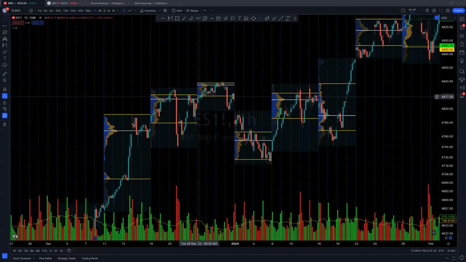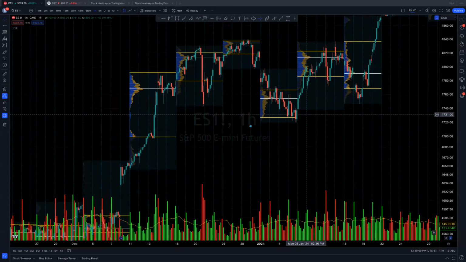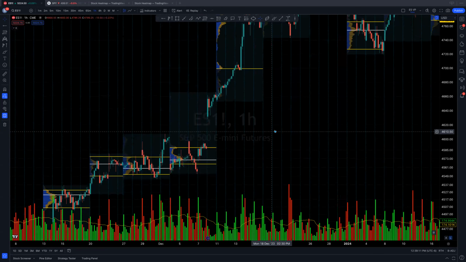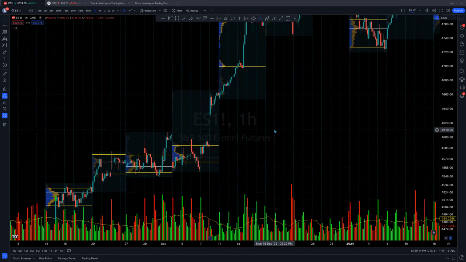Right here, same thing. Broke above, held for almost a whole week, and then it tested the lows and even lower. But it's a good way to get some sense of momentum when you're swing trading. But I think it's a very useful tool, especially intraday.